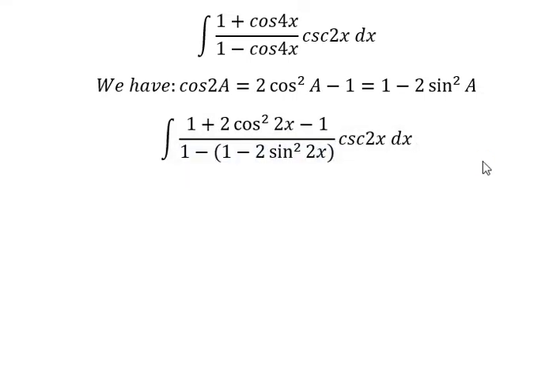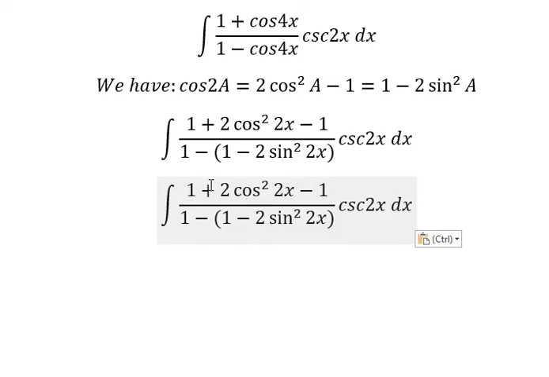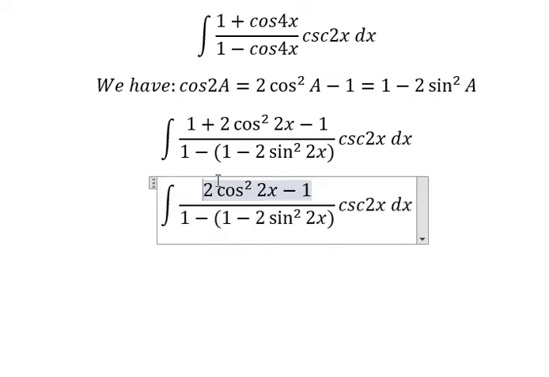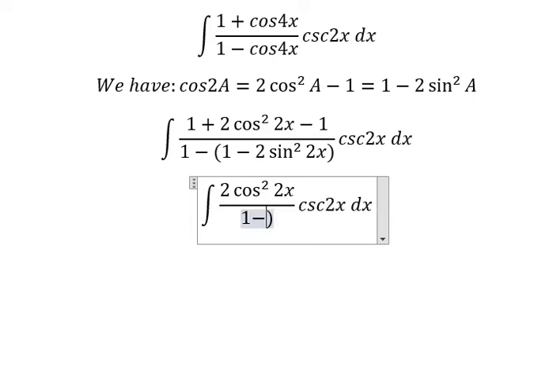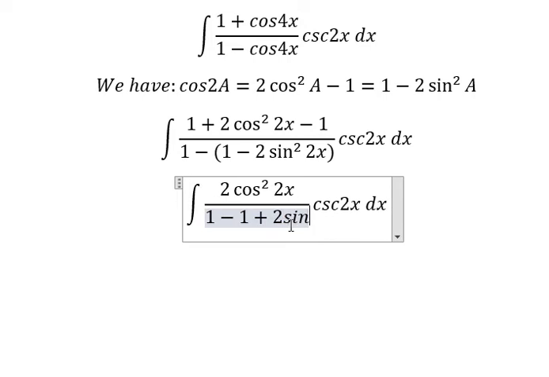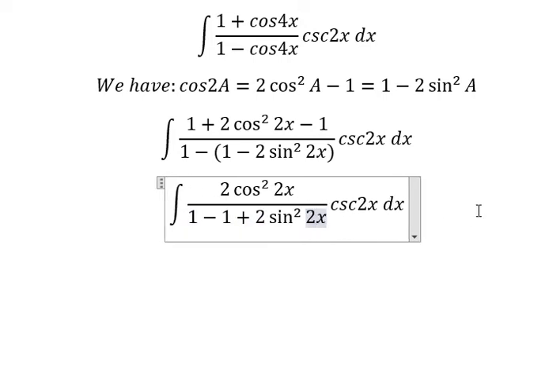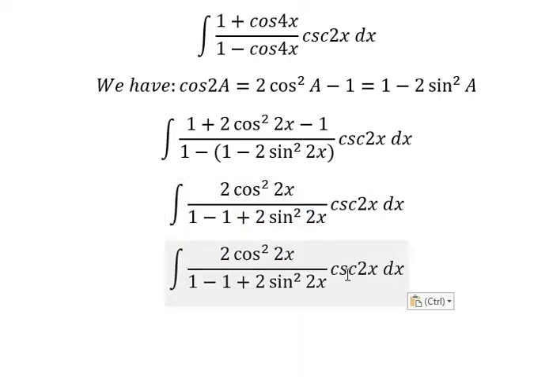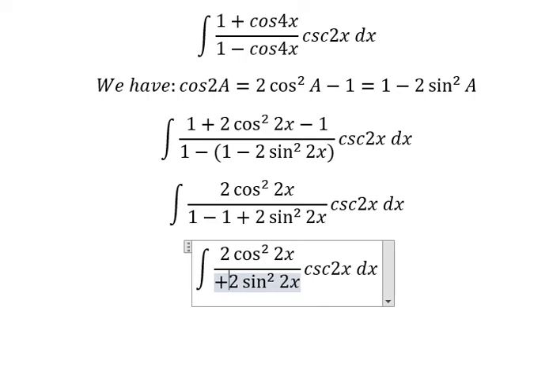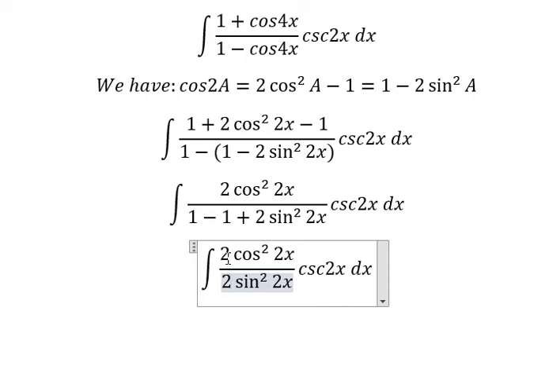Now, 1 minus 1 we cancel. This one, we open the parentheses and we change the sign. That should be negative 1 plus 2 sine 2x squared. 1 minus 1 we cancel. 2 divided by 2 we cancel.